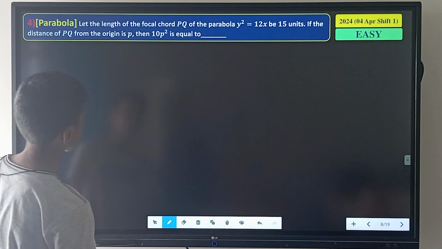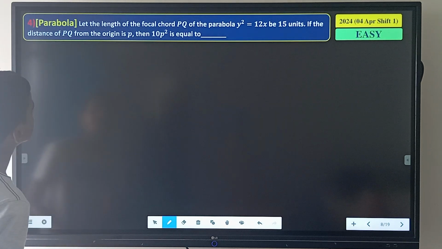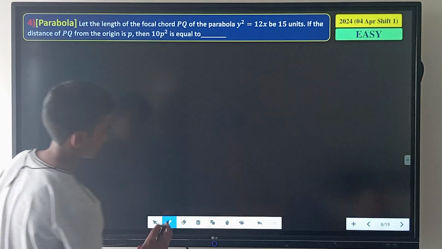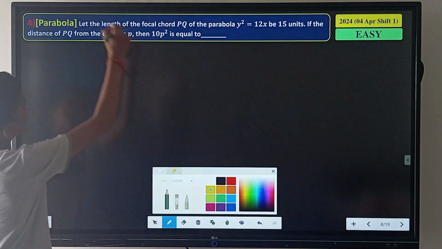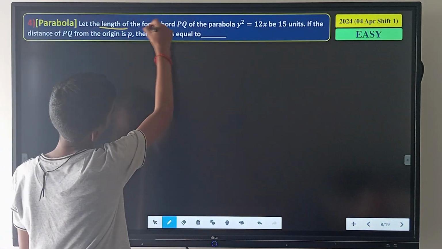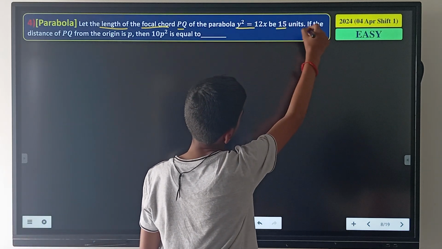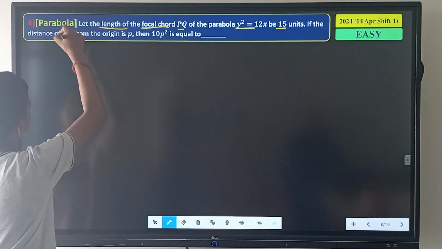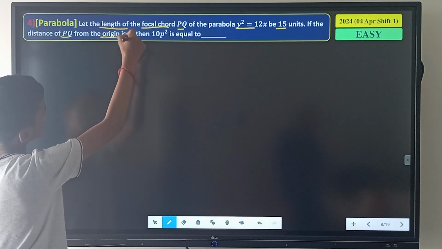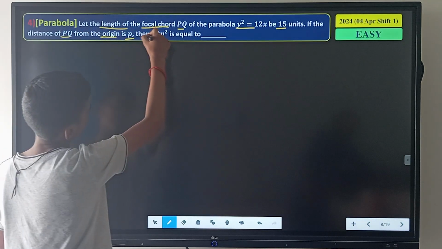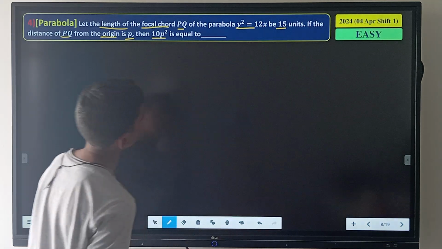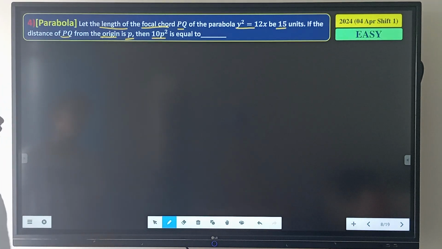Now this question says, let the length of the focal chord PQ of this parabola be 15 units. If the distance of PQ from the origin is P, then 10P square is equal to.